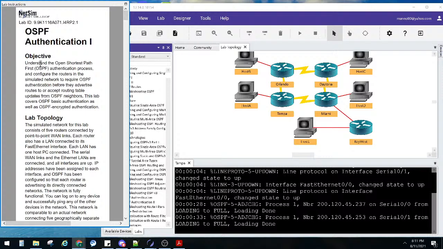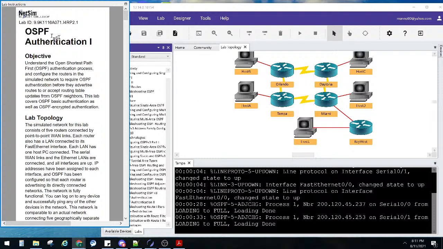OSPF authentication. Our objective is to understand the OSPF authentication process and configure the routers in a simulated network to require OSPF authentication before they advertise routes to or accept routing table updates from the OSPF neighbors. This lab covers basic authentication as well as OSPF encrypted authentication. So we're going to be working with authentication here. We know what OSPF is, right?